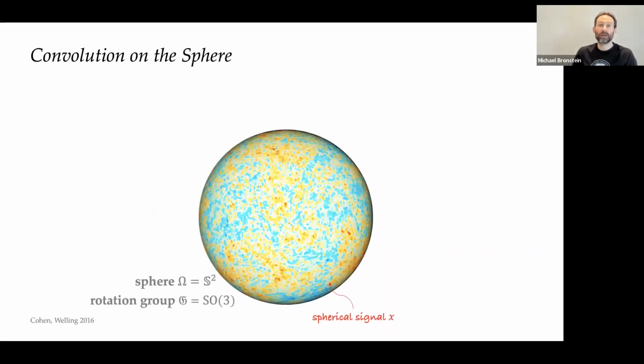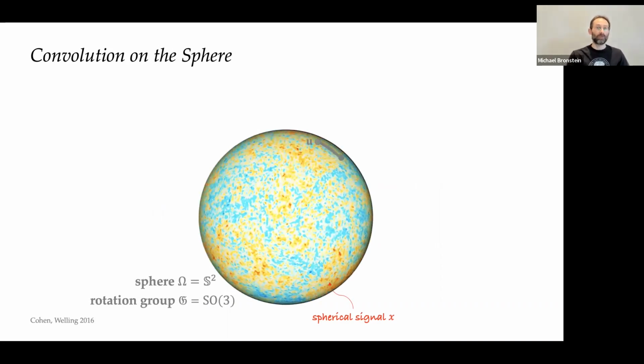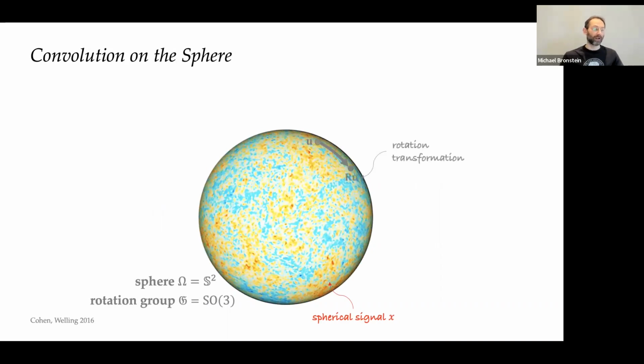So here's an example. We show how to do convolution on the sphere. And in this case, the sphere is S2, right? It's a two-dimensional manifold. We can define points on this manifold basically as unit length three-dimensional vectors that I denote by U. Now, the group that we consider here is what is called the special orthogonal group, or SO3. So these are rotations that preserve orientation. I can describe them by matrices that are orthogonal and have determinant 1, right? I denote them by R.